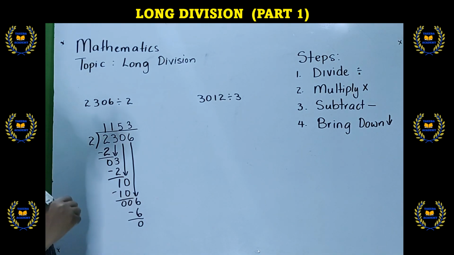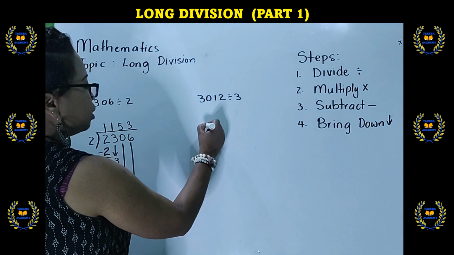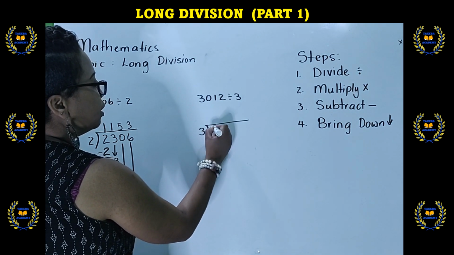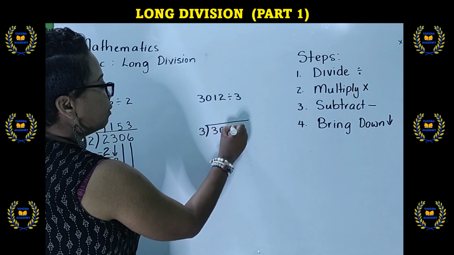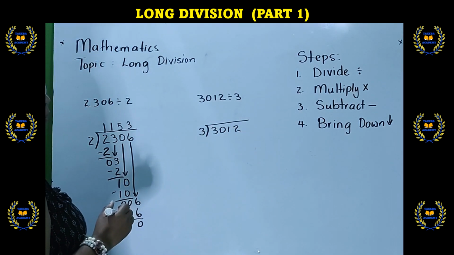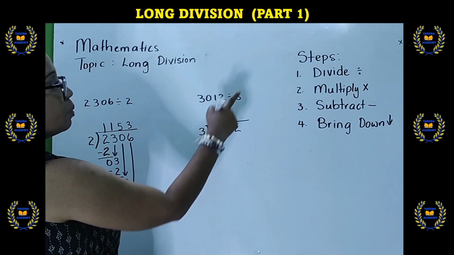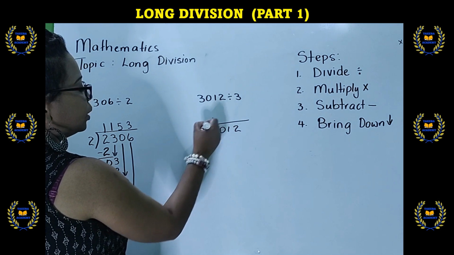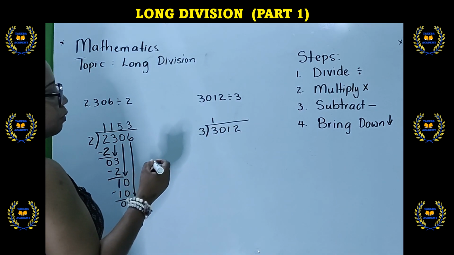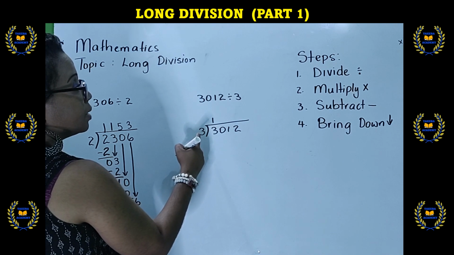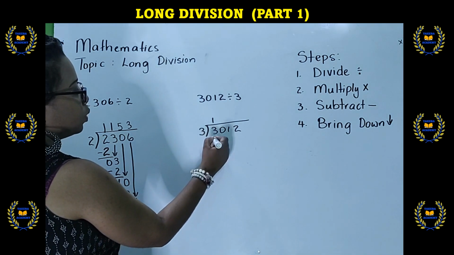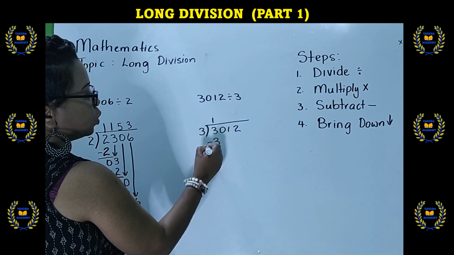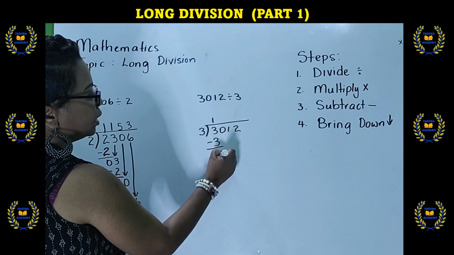Okay? So let's get to the second example. Again, we set our problem out correctly. Okay, the divisor goes here. The dividend, 3,012, goes here. So we're going to be dividing the first number because that's our first step. 3 divided by 3 goes 1. We can only get one group of 3 out of 3. Second step says to multiply. 3 times 1 is 3. Step 3, subtract. So we subtract. 3 take away 3 is 0.